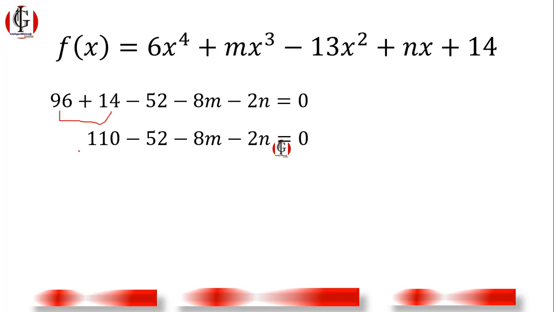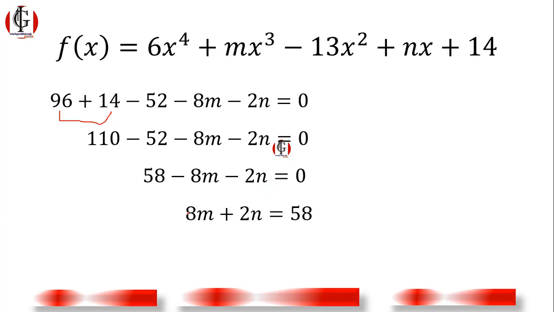110 minus 52 will give me 58. 58 minus 8m minus 2n equals 0. So if I make minus 8m minus 2n the subject of the formula, it means I'm going to have 8m plus 2n equals 58. So I can call this equation 1.